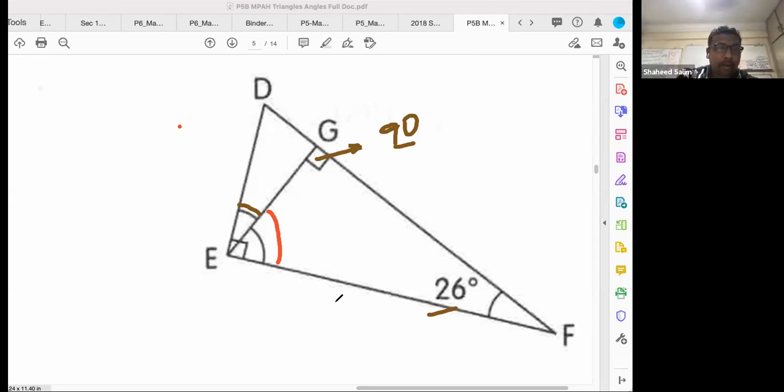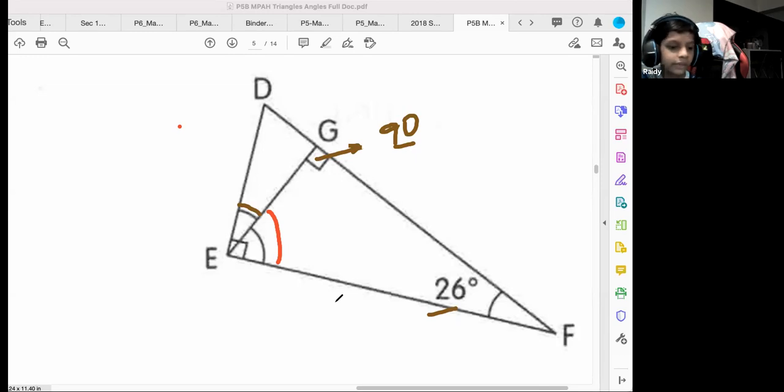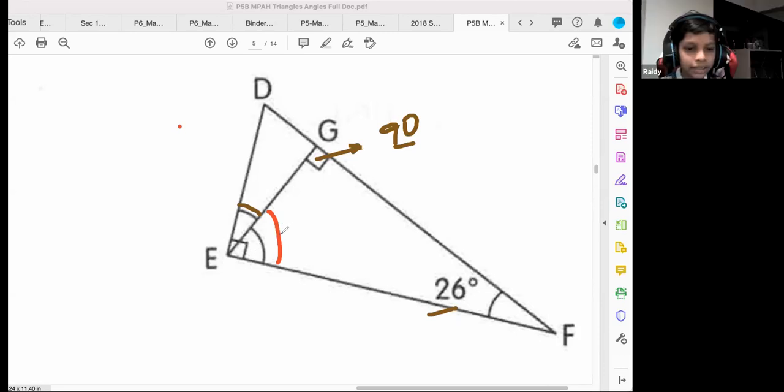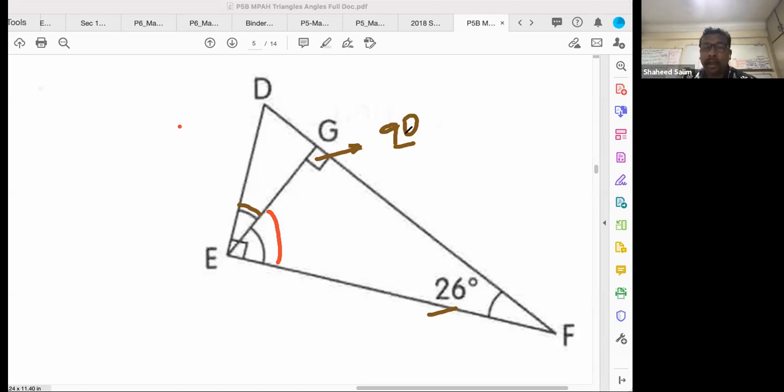Okay, so Putra got it correct. Carissa got it correct for both. Righty, your second one. I don't know how to do this. How much is this? 90. Well done, Shalina. So you minus this one. 90 minus 60. Yes. Okay, so when you take 180 minus 90 minus 26, you get 64.